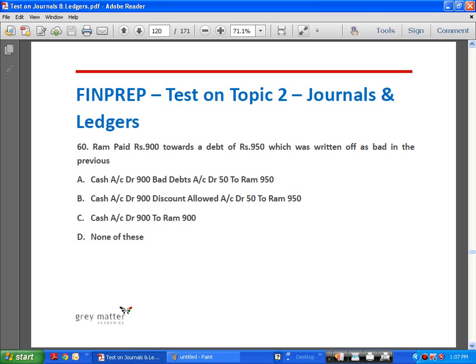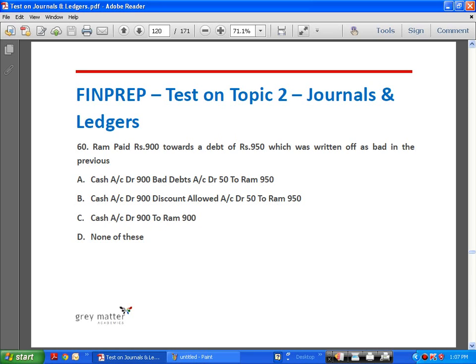Ram paid 900 rupees towards a debt of 950, which was written off as bad in the previous year. Okay. So here it means that the business had written off 950 rupees which was due to it from Ram. The entry that it would have passed when it wrote off this 950 rupees would have been bad debts account debit to Ram, because bad debts is an expense. We have to debit all expenses, and Ram, we are not going to receive anything from Ram, and hence we are going to credit him. So entry is bad debts account debit to Ram.